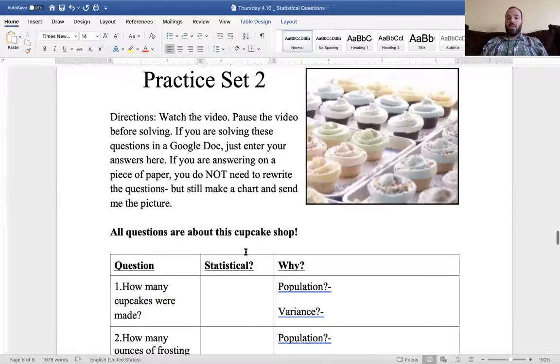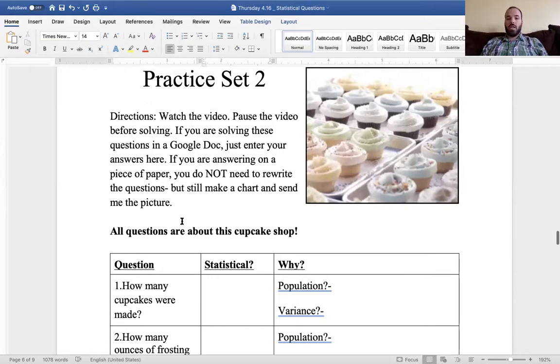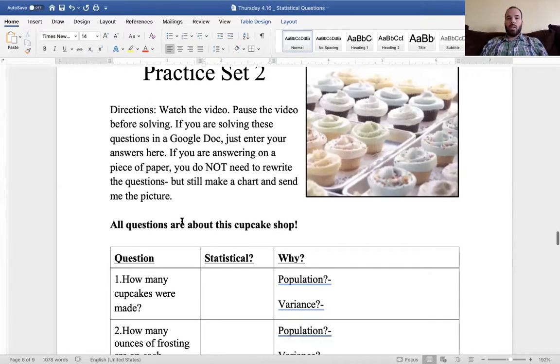Okay, time for set 2. Set 2 is all about these cupcakes. I'm very hungry. So while you pause this video, maybe you go get a snack and come back when they are all answered.